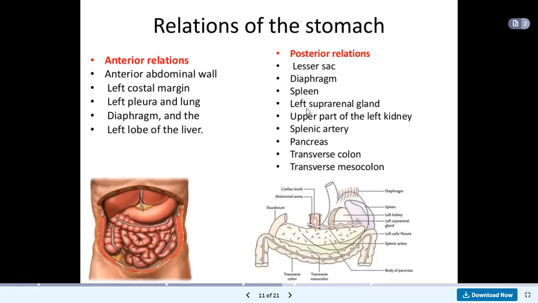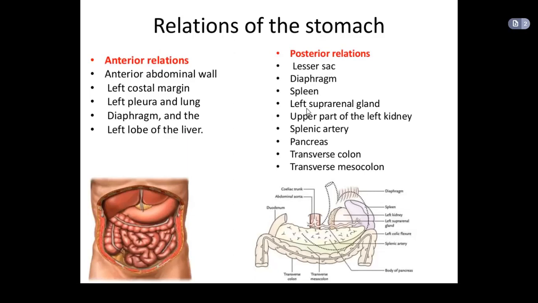So they could ask you in an exam, which of the following is not a relation of the stomach? A, left suprarenal gland. B, spleen. C, diaphragm. D, right kidney. Which of these is not a relation of the stomach? What would your answer be?